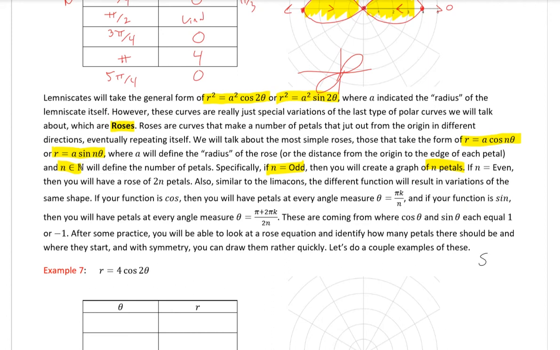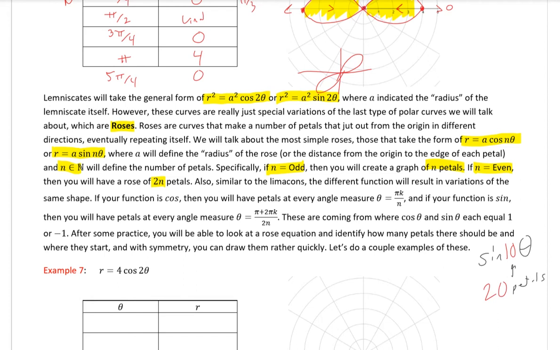So sine of 7 theta has 7 petals because it has 7 there. If, instead of 7, it was 11 theta, then it would have 11 petals. If it's an odd number, you're going to have that many petals. However, if n is even, then you're going to have twice that many petals. Meaning that if you have sine of, say, 4 theta, then you're going to have 8 petals. If you have sine of 10 theta, then you're going to have a flower with 20 petals, with a lot.